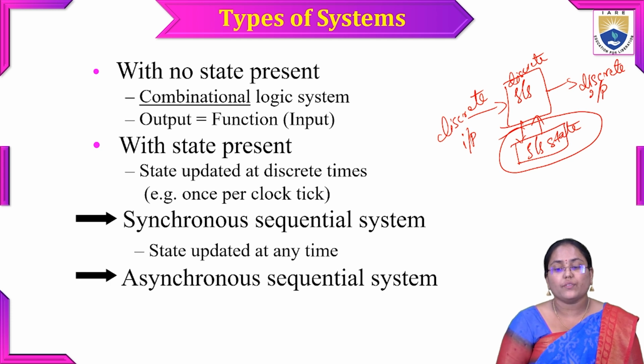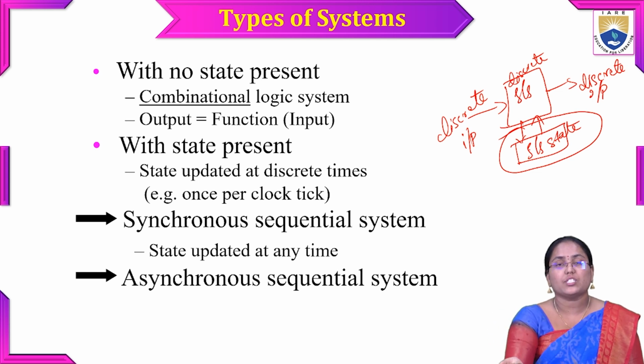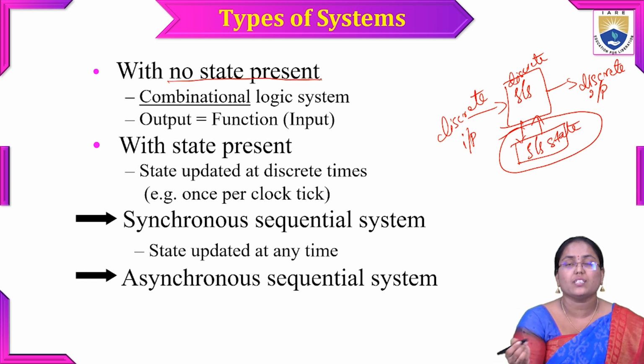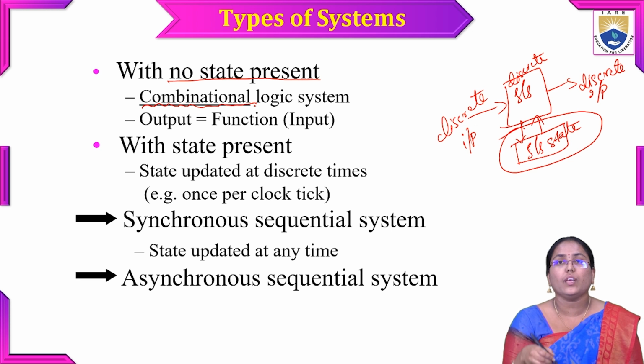For example, here we have combinational logic circuits. They don't require any previous states in order to calculate the present state. That is to say, to calculate the present state, I don't require any past information. That's why in such types of systems there is no requirement of a state. That is, no state is present in such a system. So that is nothing but a combinational logic system, and the output is simply a function of the input.